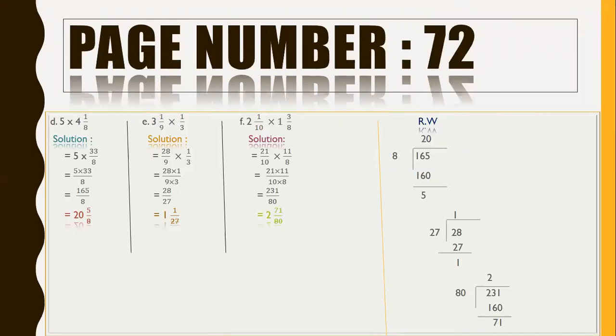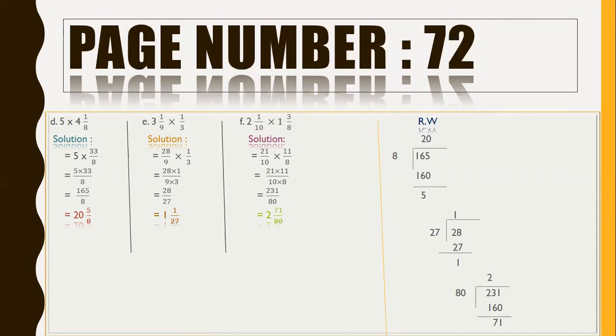Same, part E is here, 3 whole number 1 over 9 multiplied by 1 over 3. After the multiplication of all these numbers, we see that 28 over 27 is here, but this is also an improper fraction. So convert it into a mixed number. 1 whole number 1 over 27 is our required mixed fraction.